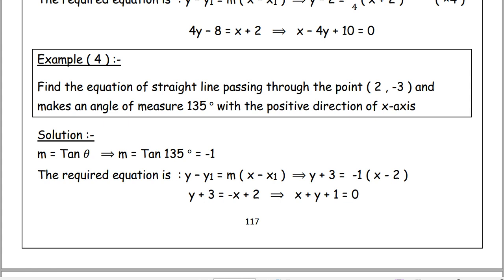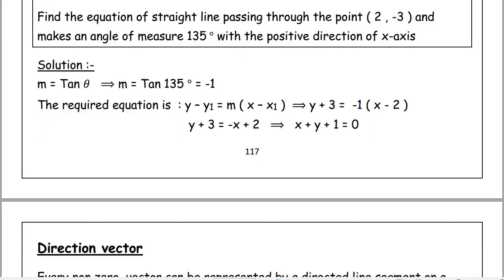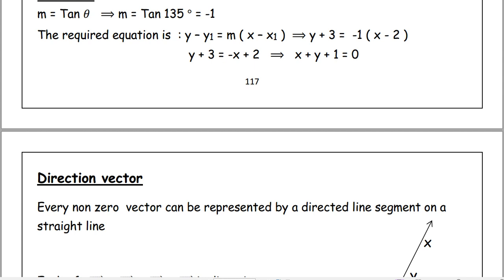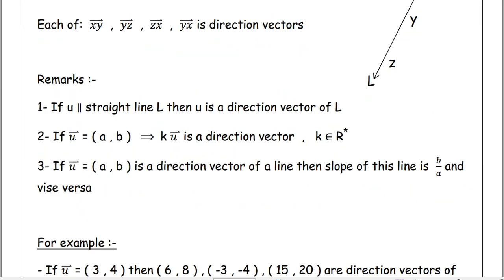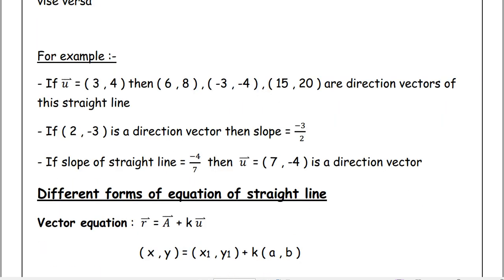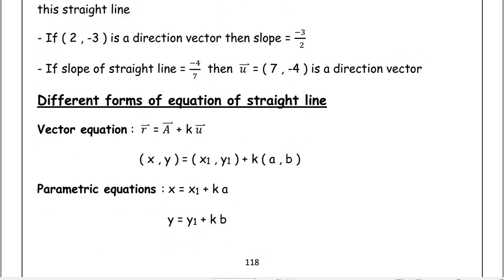The direction vector, let's go to the other form. The other form here is a vector equation, or the vector form: r equals a plus k u, and we will study it in the next video. Goodbye.